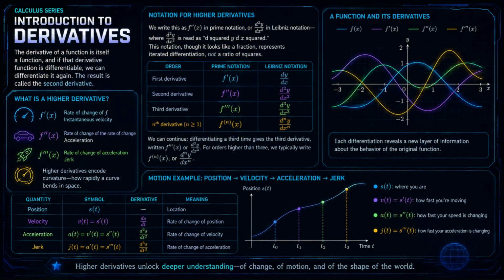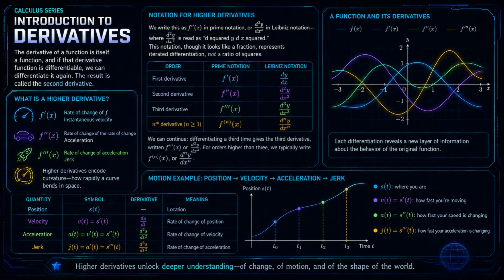y over dx cubed. For orders higher than 3, we typically write f to the power n in parentheses of x, or d to the n y over dx to the n. What do higher derivatives mean? The first derivative f prime of x gives the rate of change of f, its instantaneous velocity, if you will. The second derivative f double prime of x gives the rate of change of the rate of change, that is, acceleration. In the context of a position function s of t, the first derivative is velocity v of t, the second derivative is acceleration a of t, and the third derivative is called jerk, the rate of change of acceleration.